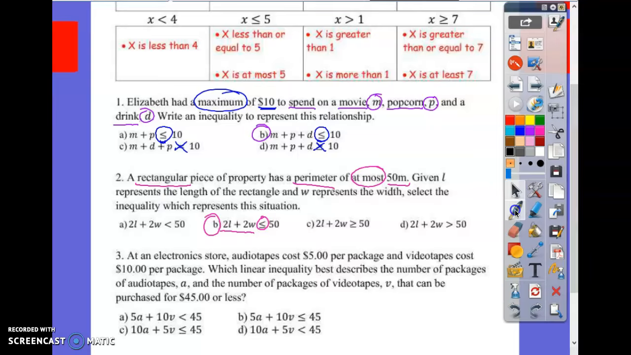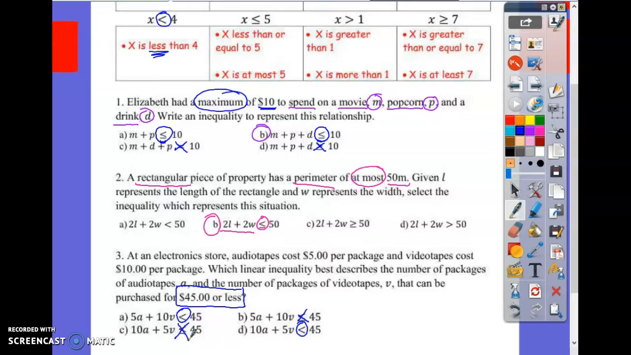Okay, and then the last one. Does anybody see a keyword? $45 or less. So the keyword less, right? That's the symbol I'm using. Less. Not less than or equal to, just less. So it has to be this one or this one, right? So I'm going to cross out B and C.